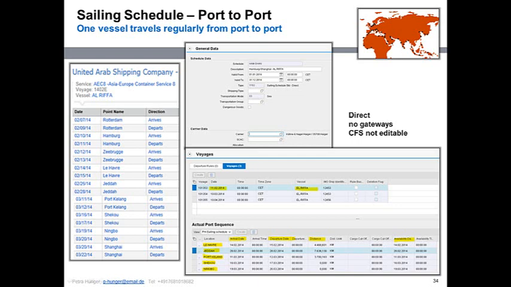A sailing schedule is when you want to maintain schedules for a vessel, but the carrier and the capacity are irrelevant. It doesn't mean that you cannot maintain the carrier, you can still maintain it, but it's just not so important. In this example on the slide you can see the vessel Al-Rifa leaving on the 2nd of July in Rotterdam, going to Hamburg, from Hamburg to Zeebrugge, traveling through many stops until Shanghai. Let's create this type of schedule in the system.